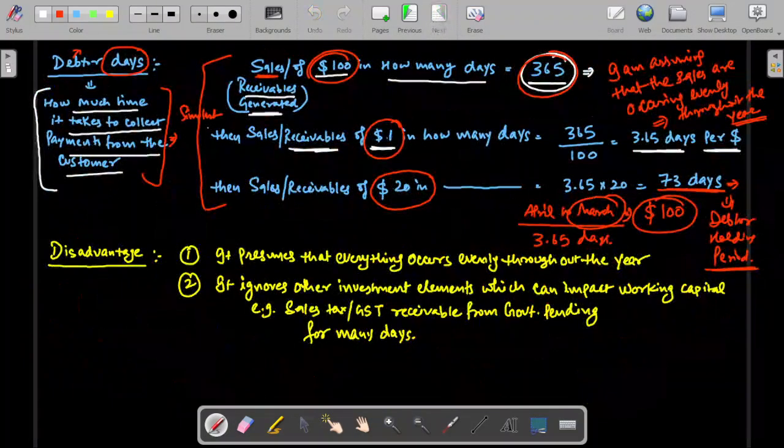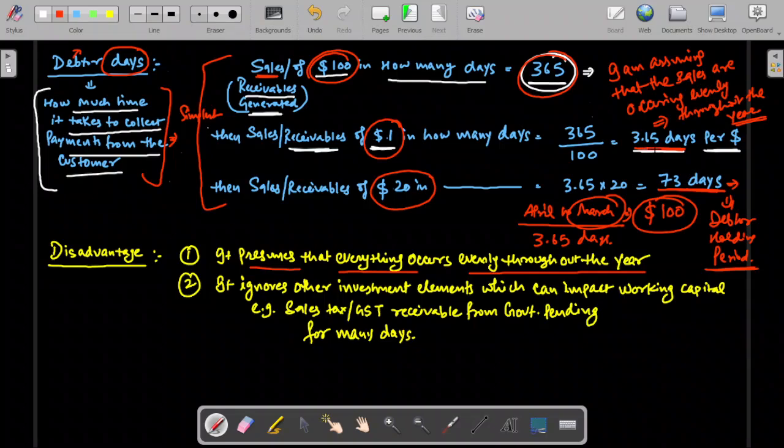So, the two disadvantages of the operating cycle. What are the two disadvantages? One I have already discussed with you. I am presuming that everything occurs evenly throughout the year, but this may not be the actual scenario in a seasonal business. For example, if a client is doing business in winter garments, then most of the sales will happen in the winter season only. So this will not hold good where I am presuming that he is selling every $1 after 3.65 days. This is the main disadvantage of this operating cycle.